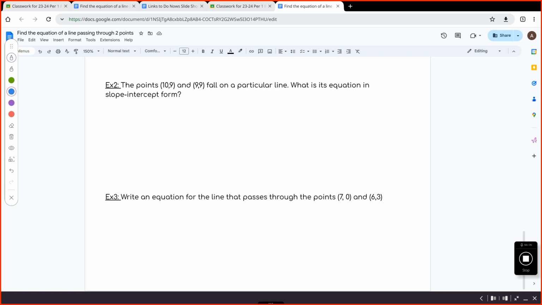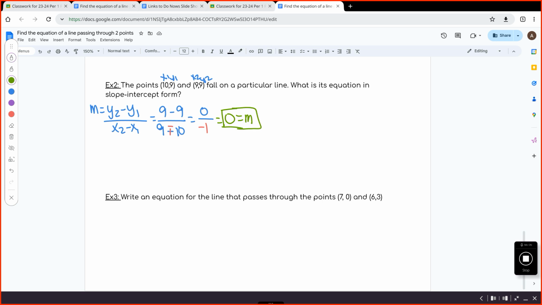The points (10, 9) and (9, 9) fall on a particular line. What is its equation in slope-intercept form? All right, so before we do anything, we need to find the slope. So we're going to say x1, y1, x2, y2. So our slope is y2 minus y1 over x2 minus x1. y2 is 9, y1 is 9, x2 is 9, x1 is 10. 9 minus 9 is 0. And then down here, keep, change, we get negative 1. 0 divided by negative 1 gets us 0. So our slope is 0.